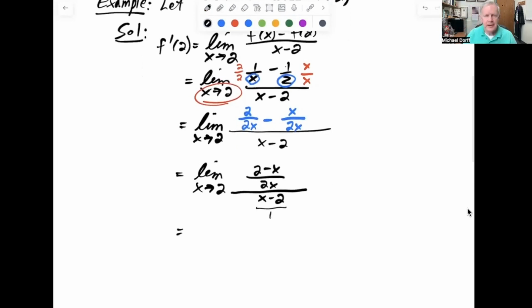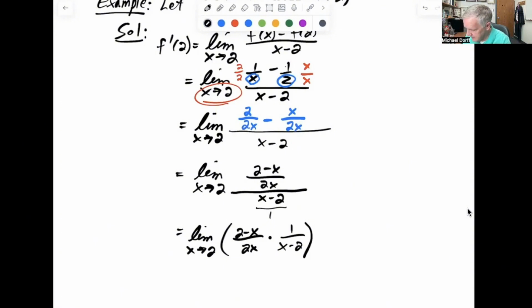And when I have a fraction over a fraction, that's the same thing as a fraction divided by a fraction. And I can divide fractions by taking the first fraction, writing it down, and then multiplying by the reciprocal of the second fraction. So let's do that. I've got the first fraction, the top fraction, 2 minus x over 2x. And now I'm going to multiply by the reciprocal of the denominator fraction, which is x minus 2 all over 1. If I take the reciprocal of that, that's 1 over x minus 2.